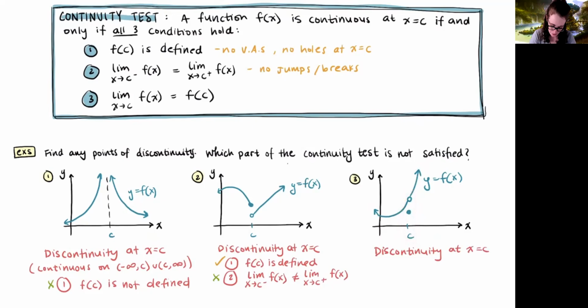Okay, so let's go ahead and go through each of the conditions. So here, number 1, is f of C defined? And I think yes, right, because we have this filled in circle here. So this would indicate that when we actually get to C, when we plug it into the function, we're going to take whatever this y value is for that dot there. Okay, so f of C is defined.